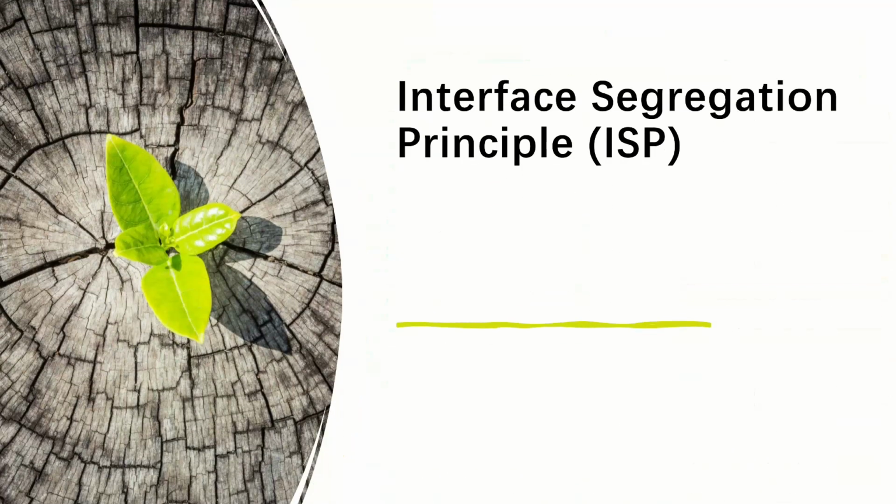The fourth principle is the interface segregation principle, which states that a client should not be forced to implement an interface that it doesn't use. In other words, it suggests that interfaces should be specific to the needs of the clients. Instead of one large interface, it's better to have multiple smaller interfaces specific to the needs of clients.